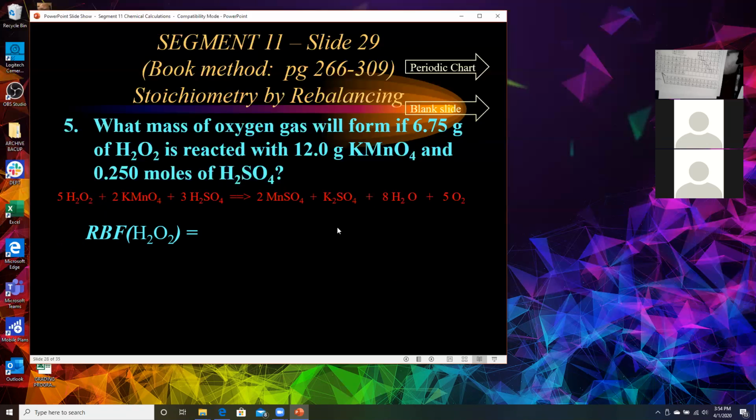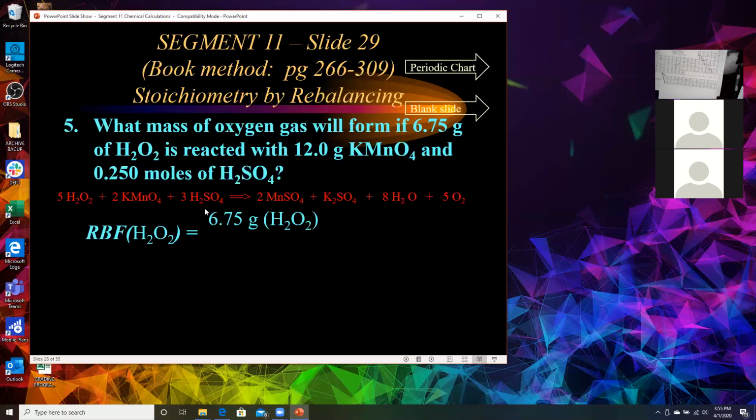Textbook method, grams to moles, moles to moles, moles to grams, blah, blah, blah, has to be done 3 times. Pick the smallest one. No, I'll be waiting, having a nice glass of Coke while you get over the finish line. I'm going to do it this way.